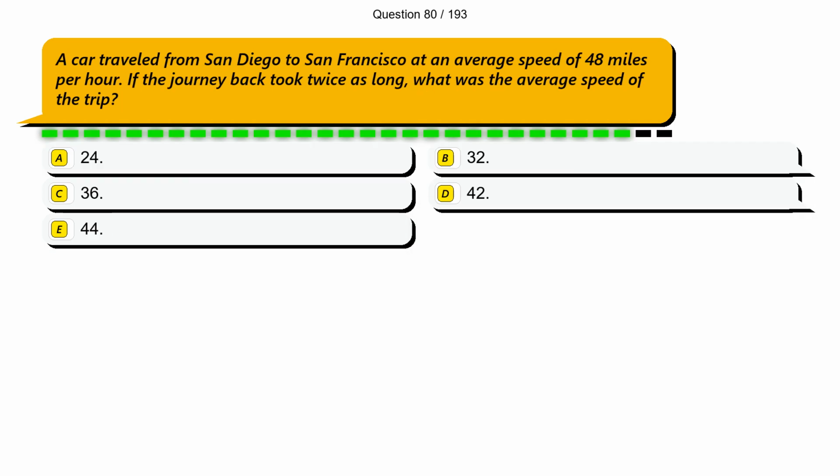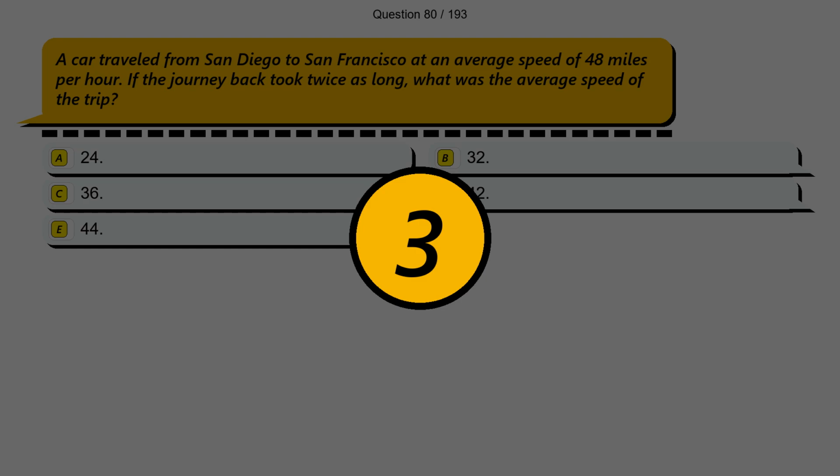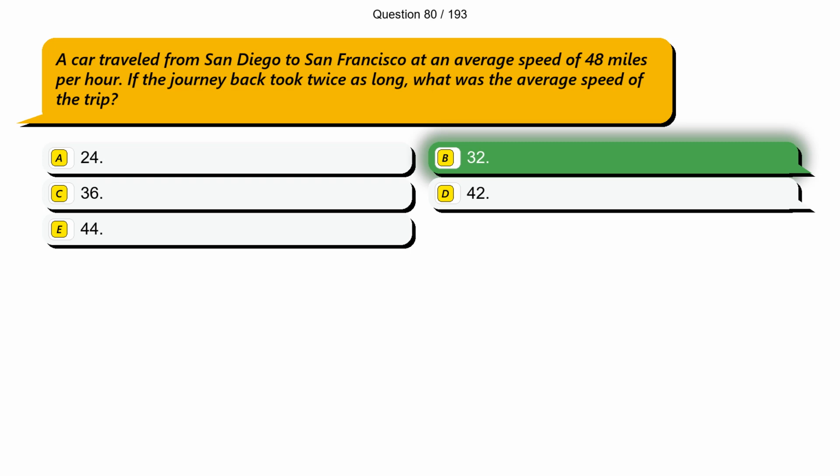Question 80. A car traveled from San Diego to San Francisco at an average speed of 48 miles per hour. If the journey back took twice as long, what was the average speed of the trip? Option A, 24. Option B, 32. Option C, 36. Option D, 42. Option E, 44. The correct answer is option B, 32.